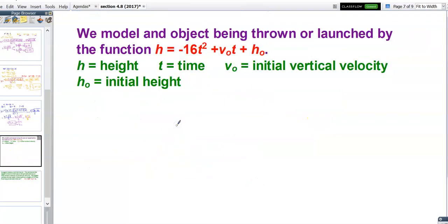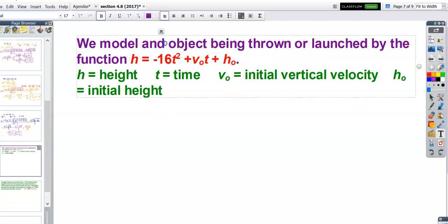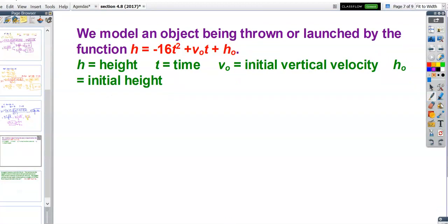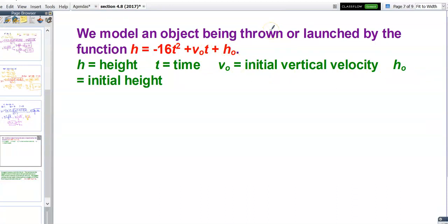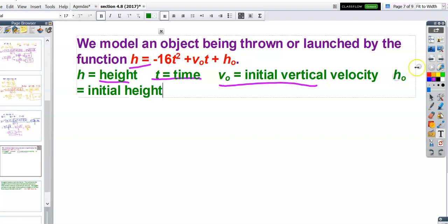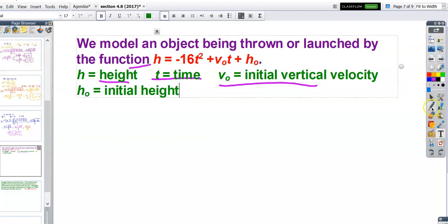For the last question, this one will take a little bit longer because it's a word question, but we can model an object being thrown or launched by the function h equals -16t squared plus v sub 0, or v naught, times t plus h naught. So the h on the left represents the height, and then t represents time. V naught equals vertical initial velocity. I'll adjust this a little bit. H naught, or h sub 0, equals initial height.